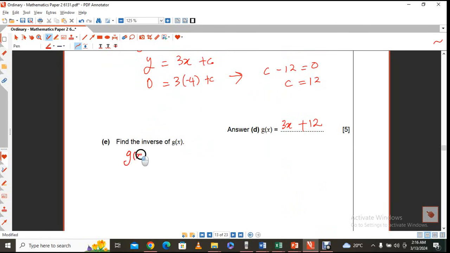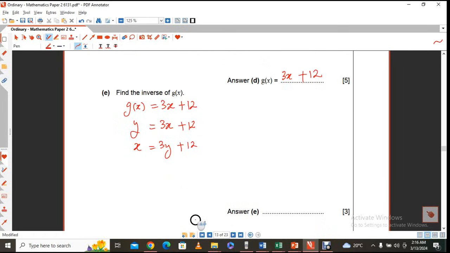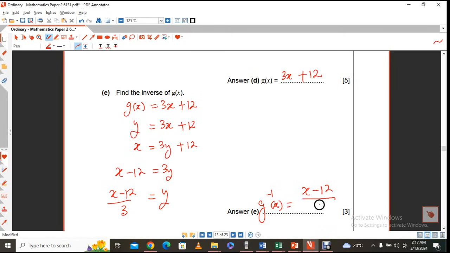So remember, g of x now is nothing but 3x plus 12. Rewrite that as y equals 3x plus 12. Go ahead and swap the letters because you want to make y the subject of the formula so that your answer can still be given in terms of x. Then this is going to be x take away 12 is equal to 3y. Then y would be x take away 12 divided by 3. So for the inverse of my function, you should not write y anymore, but x. The inverse of g is x minus 12 all over 3.